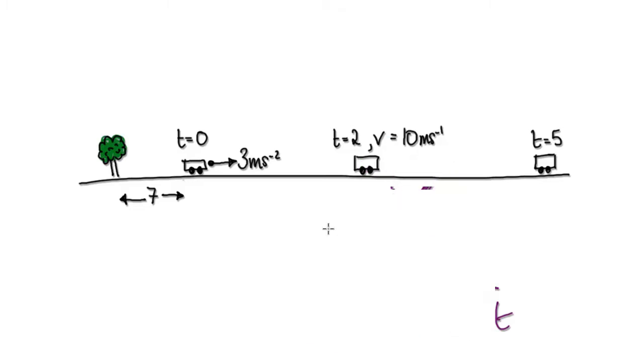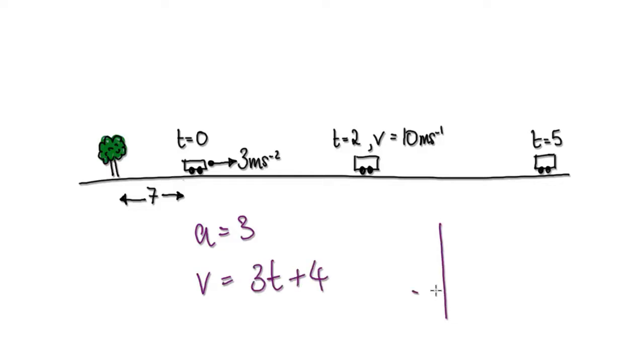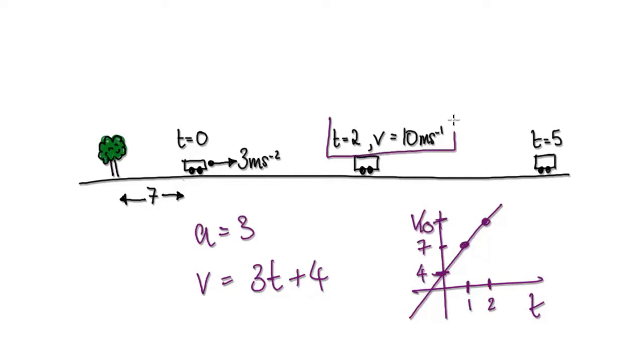So let's start again here. We've got a equals 3, velocity equals 3t plus 4. So our velocity time graph will look something like this, where the intercept is 4. And 1 second later, the velocity increases by 3, so it will have a height of 7. And then another second later, it will have a velocity of 10, which is in line with our given condition here. Well, anyway, we are currently here. If you want to know the distance, then integrate it again.